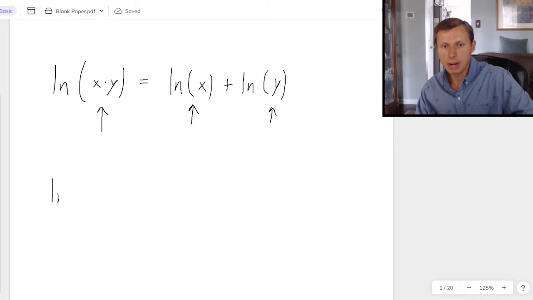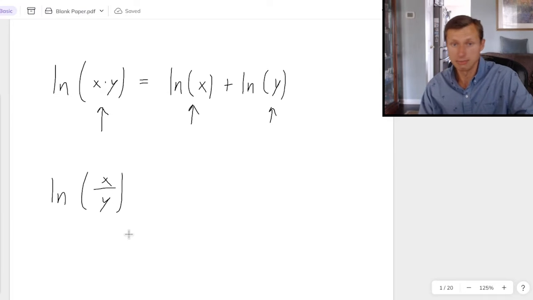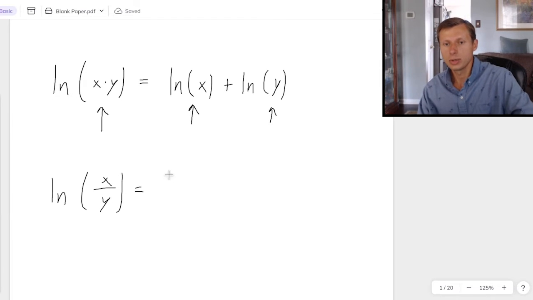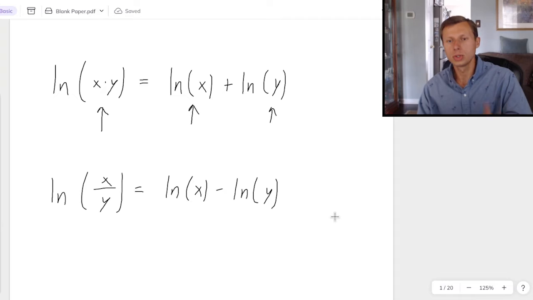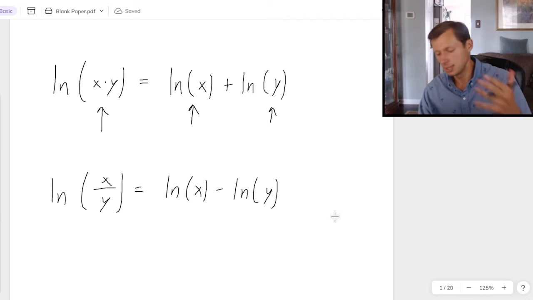The division property looks very similar, except if I have natural log of x divided by y, then this is going to equal the natural log of x minus the natural log of y. And remember, what we're doing here is just rewriting it. We are not taking the derivative yet. We still have to do that in the next step.